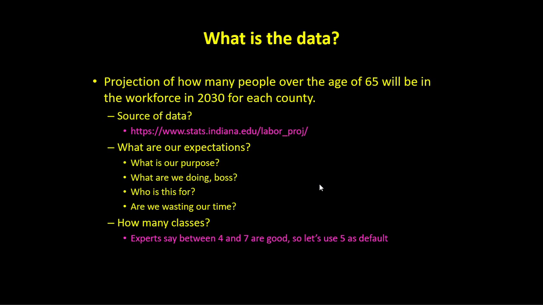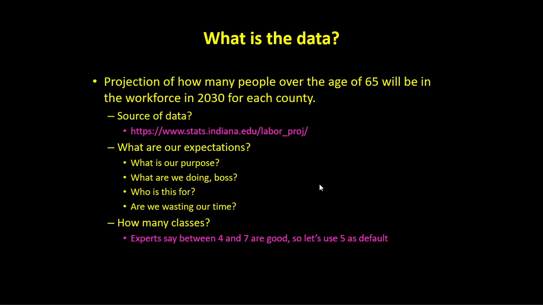So we'll work with a particular data set for this video. In this data set, it's one moment in time, 2030, and it's a population projection, so it's a projection out in the future. From stats.indiana.edu, it's a labor projection. For every single county of Indiana, we're going to give a particular value: the percentage of the population for each county in 2030 that we expect to be working and over the age of 65.